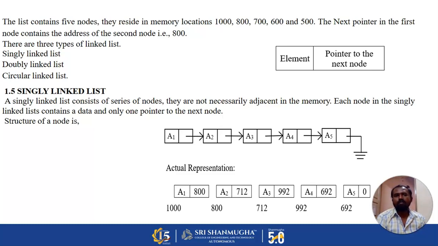Example, 800. There are 3 types of linked list: single linked list, double linked list, circular linked list. Okay, we will see the detailed explanation in each particular linked list. We move on to 1.5, the single linked list. A single linked list consists of a series of nodes. They are not necessarily adjacent in memory. Each node in the single linked list contains the data and only one pointer to the next node. This is the structure of a node: A1 linked to A2, A2 linked to A3, A4 linked to A5. In the actual representation, I have fixed A1 some value, A2 some value, A3 some value. The A1 memory location is 1000, A2 is 800.